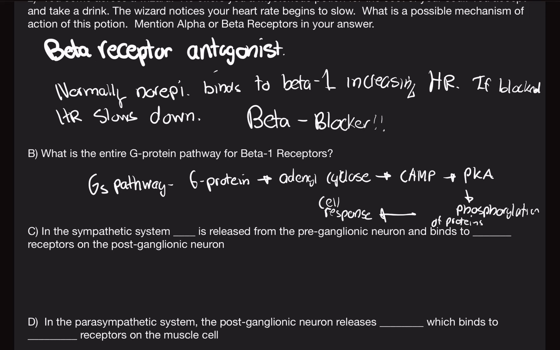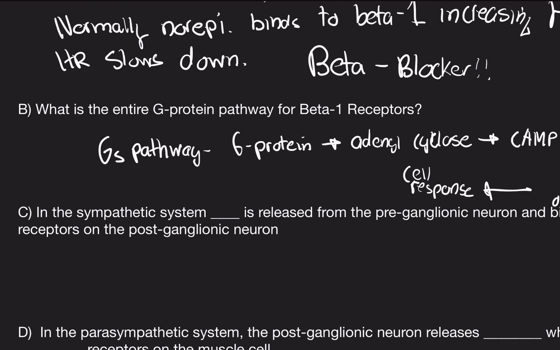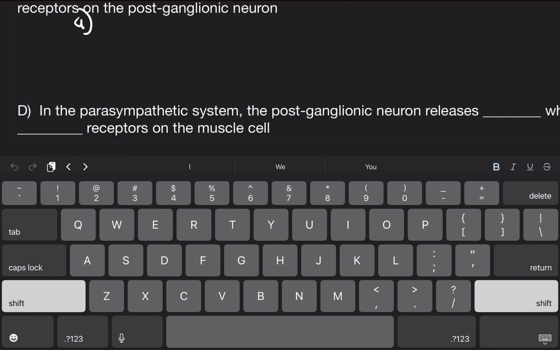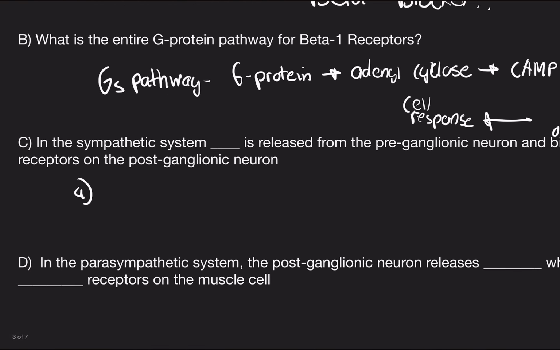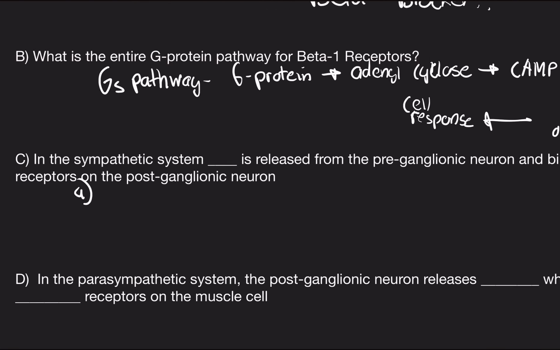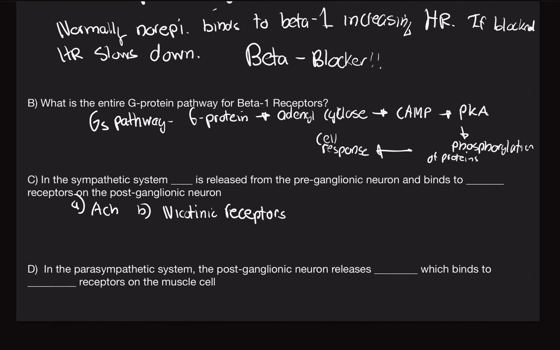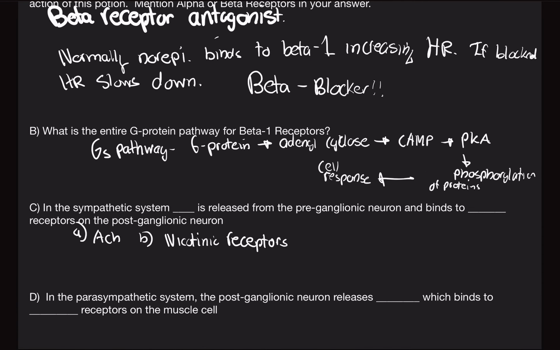In the sympathetic system, blank is released from the preganglionic neuron and binds to blank receptors on the postganglionic neuron. So the answer for the first blank is acetylcholine, ACh. And the second blank is nicotinic receptors. In the sympathetic system, acetylcholine is released from the preganglionic neuron and binds to nicotinic receptors on the postganglionic neuron.